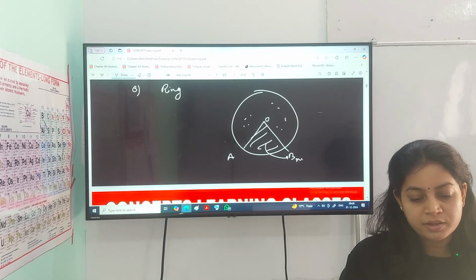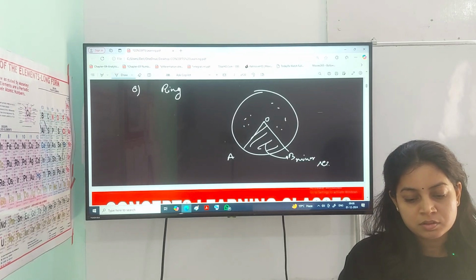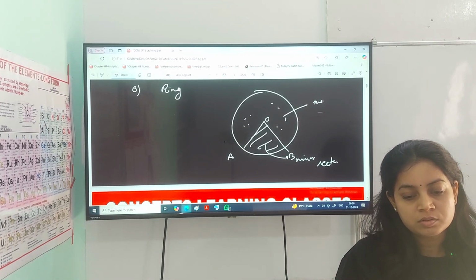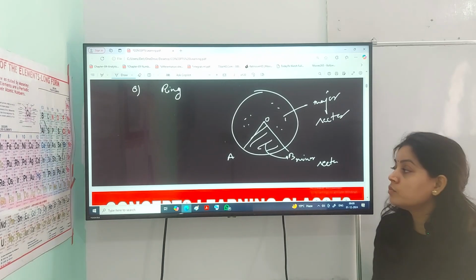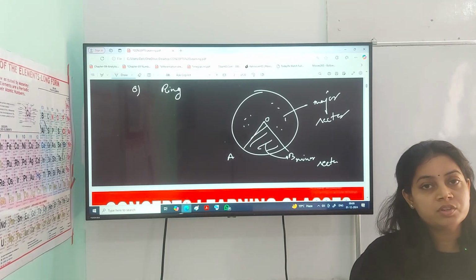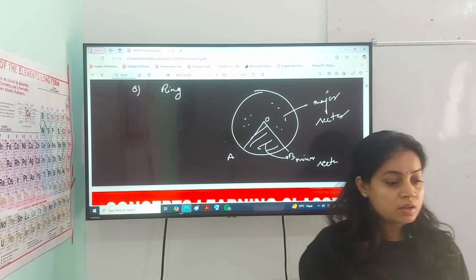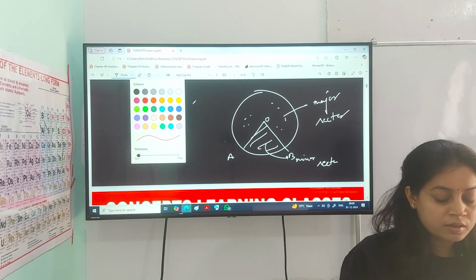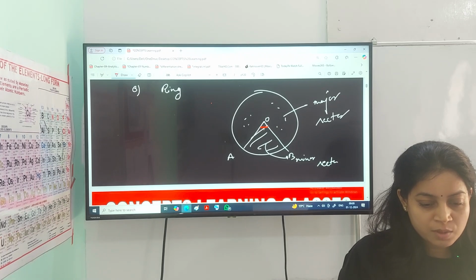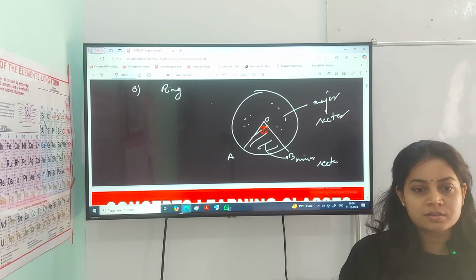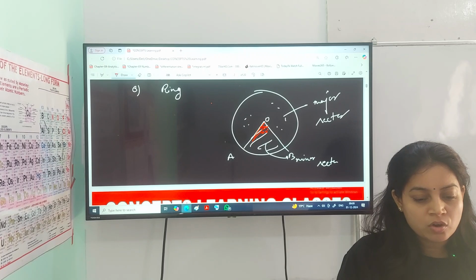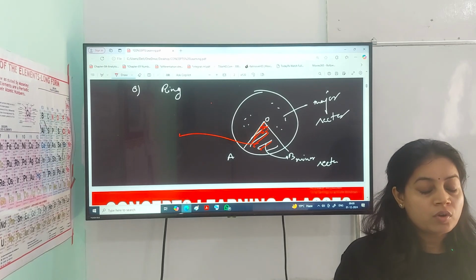So I will call it the minor sector, and this one is your major sector. Simple. So what is the area of this? I know the area of the triangle, area of the circle, everything, but what will be the area of the sector? It is very simple. If you know the angle, suppose this angle is 60 degrees, so what will be the area of this portion?